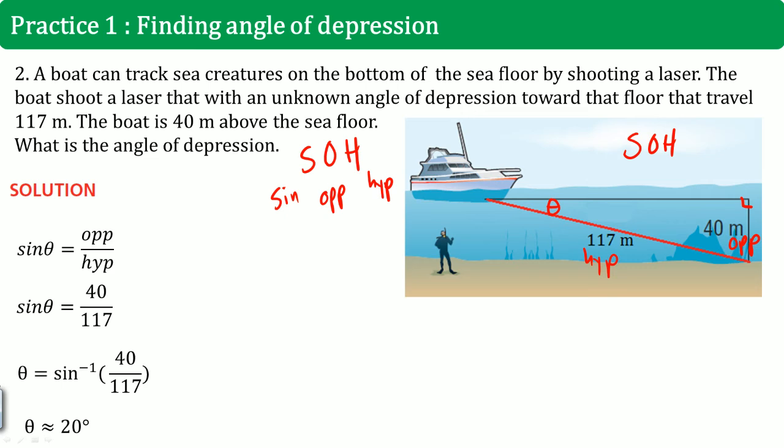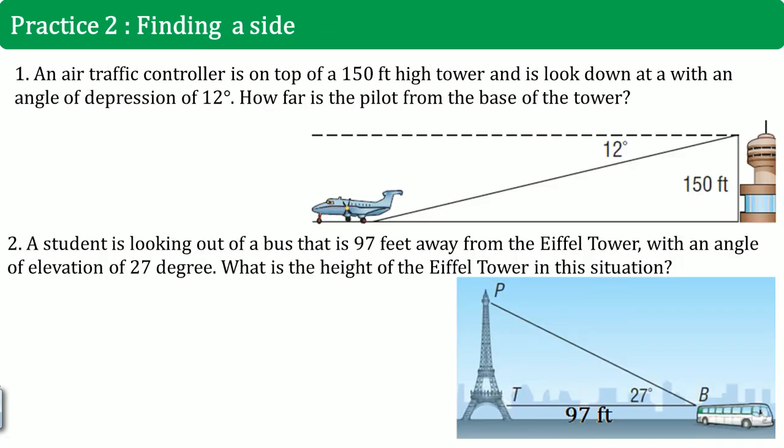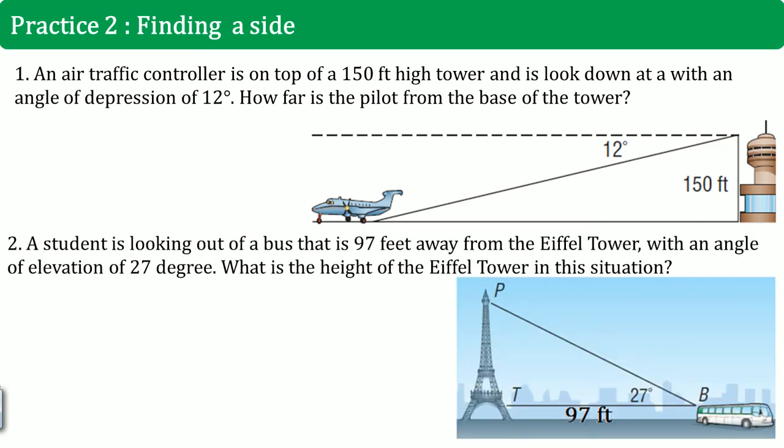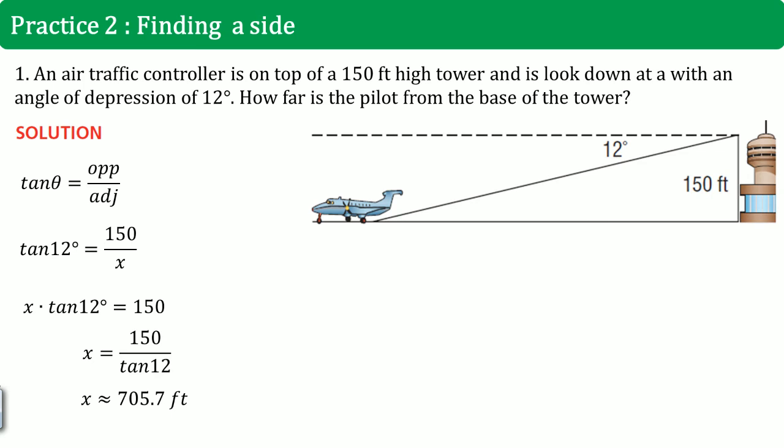So in our two questions here, we were using our inverse trig ratios to solve for the angle of depression and the angle of elevation. Now you're going to find the sides. Okay, give this a try. Let's go over it. Number 1. I have the solution shown.